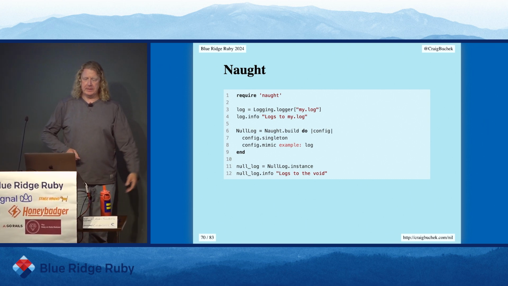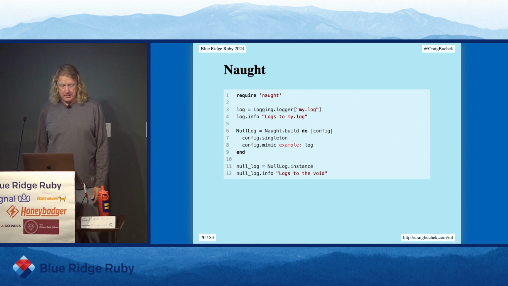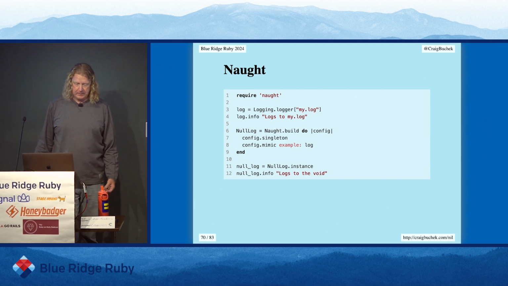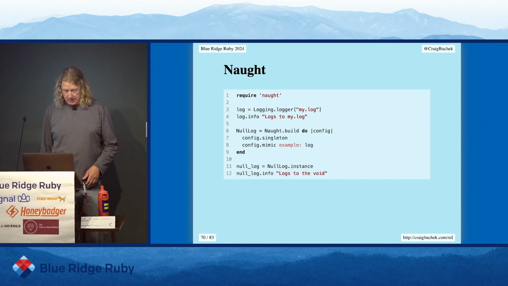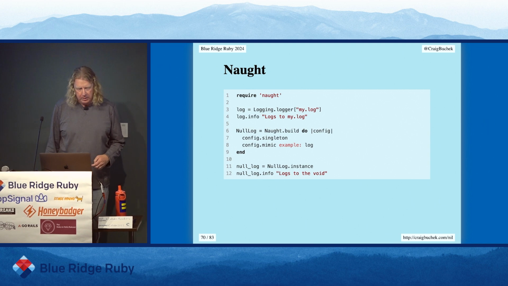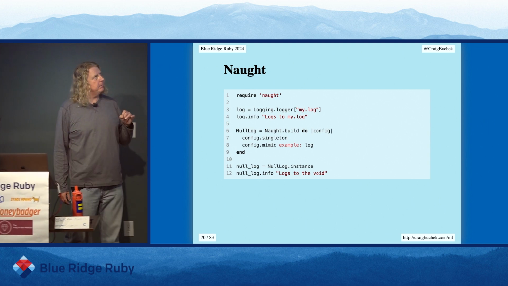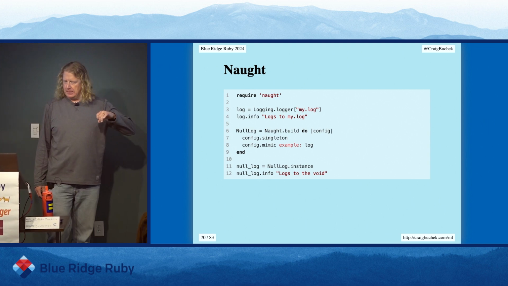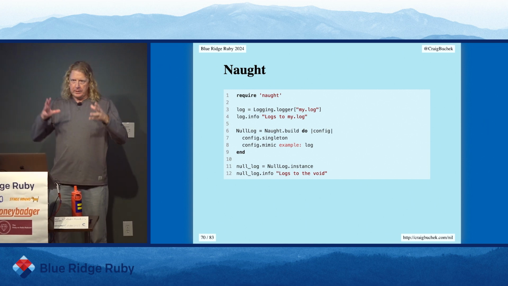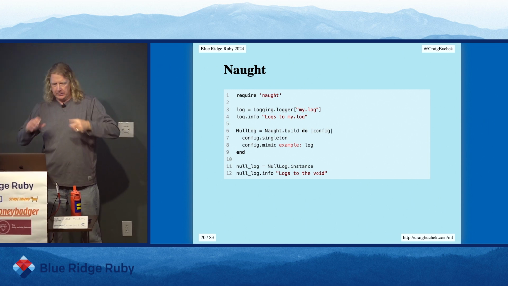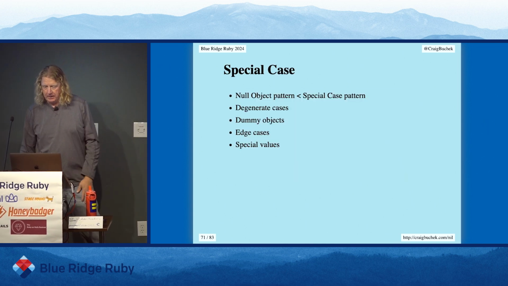So here, in the example, I've got a null log. It's a singleton, so I call NullLog.instance instead of new. And in this case, the mimic example log, I believe, only implements the same methods that the log object implements. So it reduces that surface area of what it'll deal with.